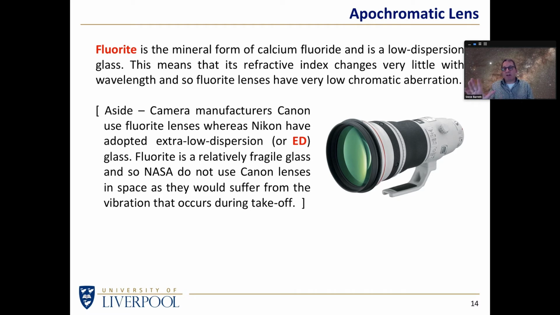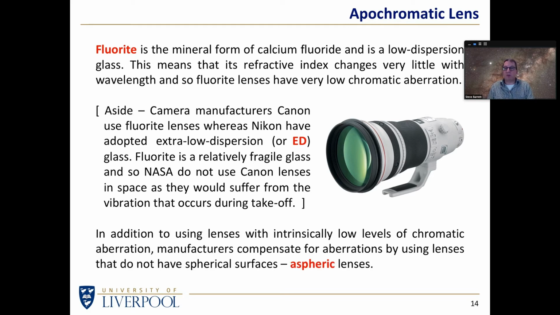It's simply that Canon have decided to go with fluorite, and fluorite is a relatively fragile glass by comparison with other types of glass, and NASA chose not to go with Canon simply because they were worried about the amount of vibration that the lenses would suffer from during the launch of a shuttle or any other craft. So whether it be for use in the shuttle or whether it be for use in the International Space Station, they've gone with a different type of lens. So not a comment on quality, just a comment about the type of glass that's used.